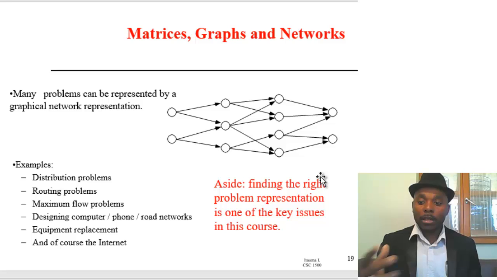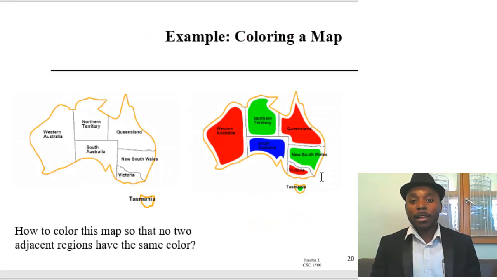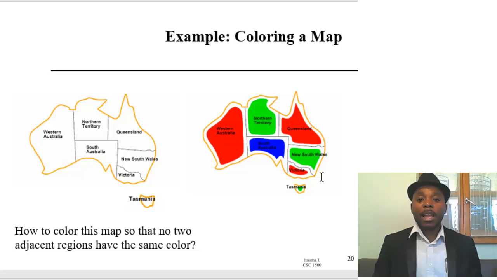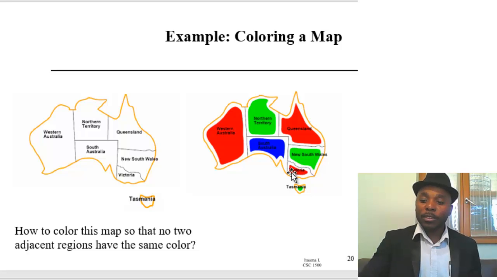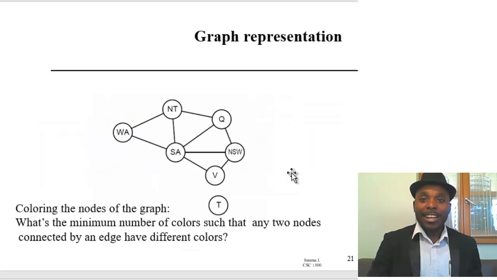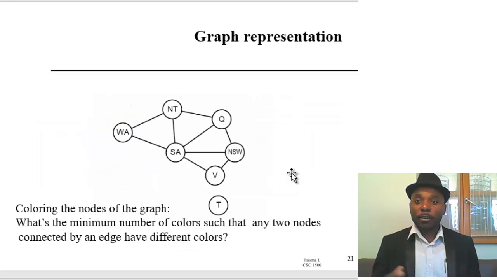So you deal a lot with the use of graphs. And on the topic of graphs, we will also look at the application of coloring problems to determine how to color this map so that no two adjacent regions have the same color. And this is a very fun topic. You would enjoy it. And also we would explore various representations of graphs.